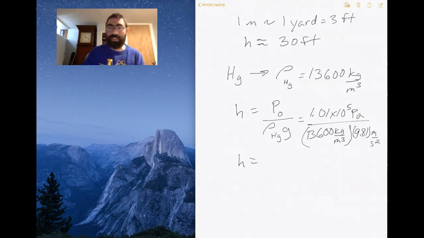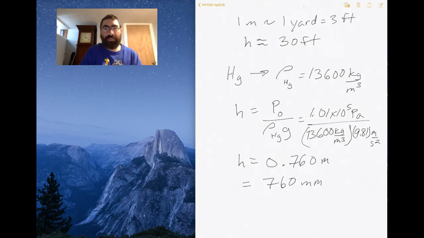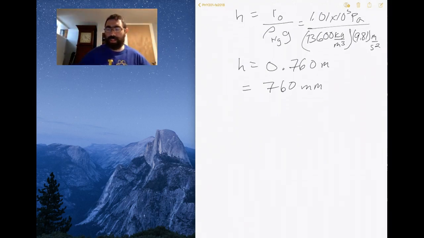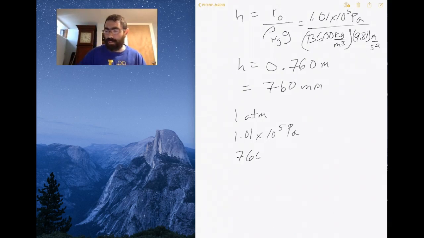And when you put all of that together, you get a height of 0.760 meters, or 760 millimeters, which is much more compact. That's a much easier barometer to carry around with you, and which is another reason why sometimes the pressure, instead of being given as 1 atmosphere or 1.01 times 10 to the 5th pascals, is quoted as 760 millimeters of mercury.